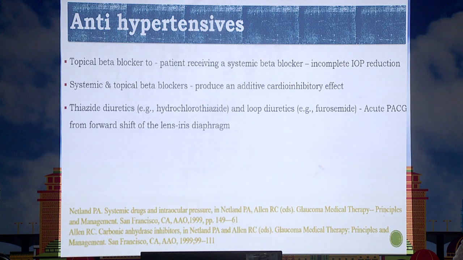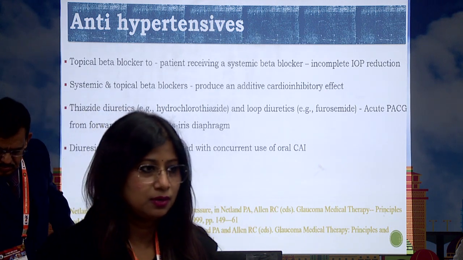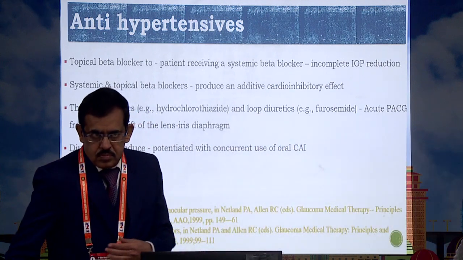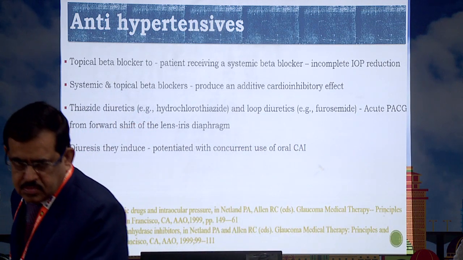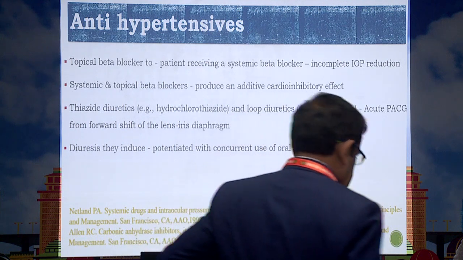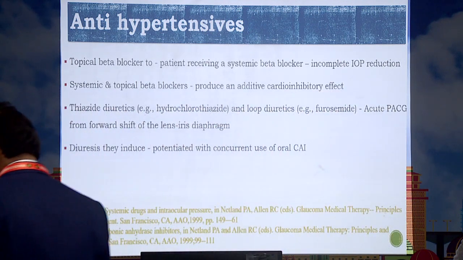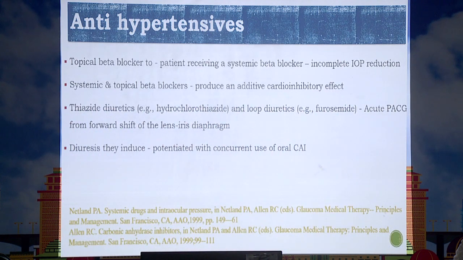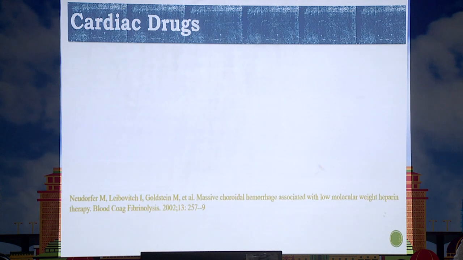Now, many patients are using thiazide diuretics, and they can sometimes lead to acute primary angle closure glaucoma because of forward shift of the iris lens diaphragm. The diuresis they induce can be increased by concomitant use of carbonic anhydrase inhibitors. So if we are giving Diamox to our patients, especially elderly male patients, we should be very, very careful about the diuresis they induce, and that may lead to significant discomfort, especially during this winter weather.